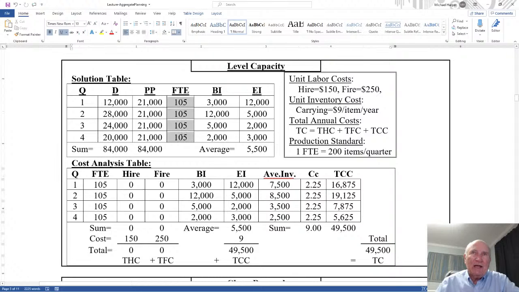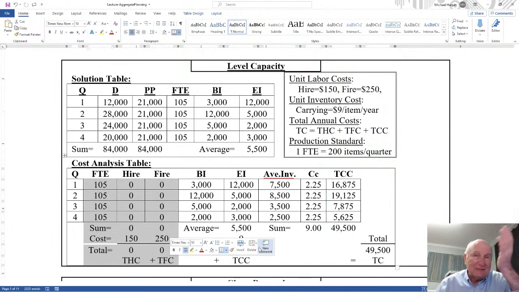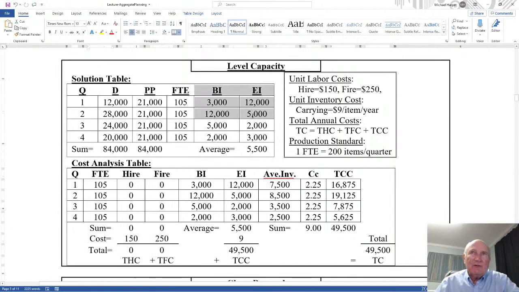So here's how we do it. First, we take our labor down here. Here's our FTEs. Well, those FTEs are constant, so there's no hiring and no firing. And so over the year, we're hiring and firing nobody, so the cost is zero. That's easy. My inventory, though, I bring that down, and I do have inventory.